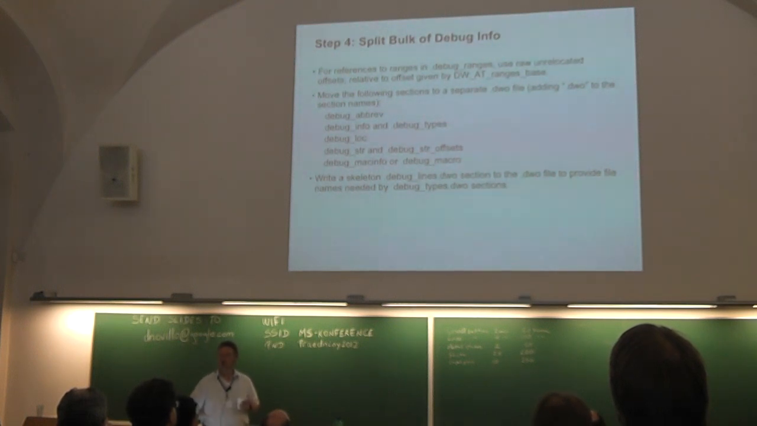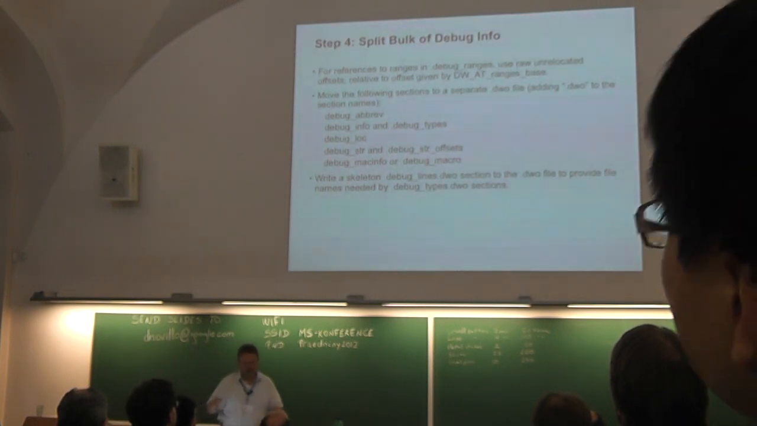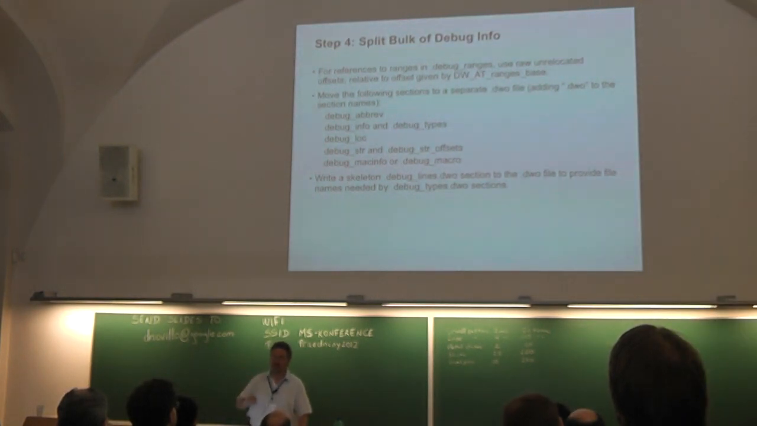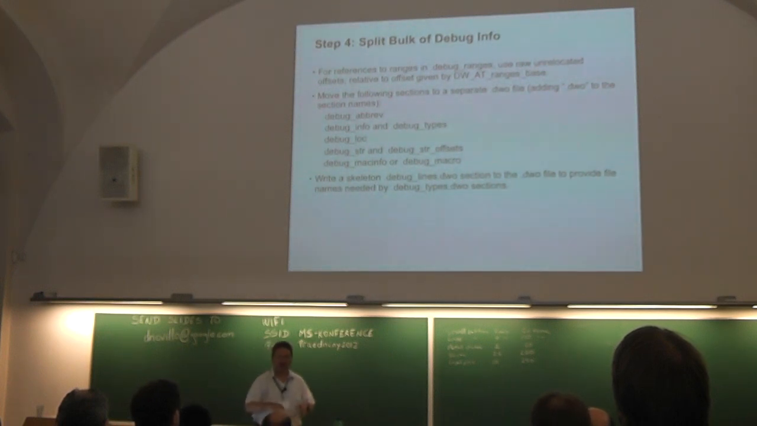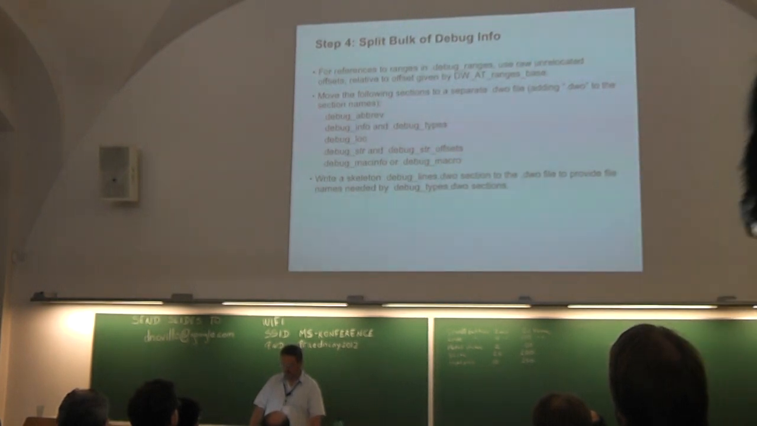And put those into a separate DWO file. The way we do that is we just put a .dwo at the end of each name. And then, after the assembly step, we run objcopy twice. We have objcopy pull all the DWO sections out into a separate file, and we run objcopy again to remove them from the original file. That leaves us with two files as a result of the compilation step.